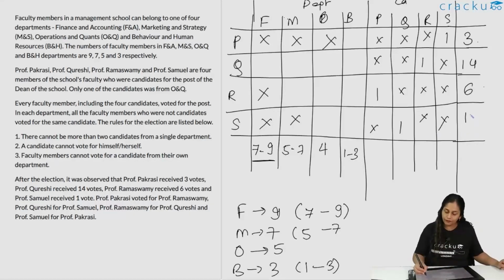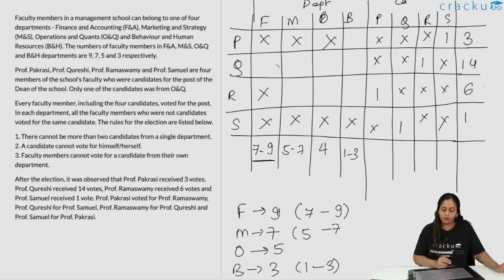Over here, can this department vote for somebody who has gotten a total of 1 vote? Essentially, if this is a total of 1 vote, no other department has voted for Samuel, because this 1 vote is from Qureshi and that is now accounted for. Now consider for Samuel it is done.